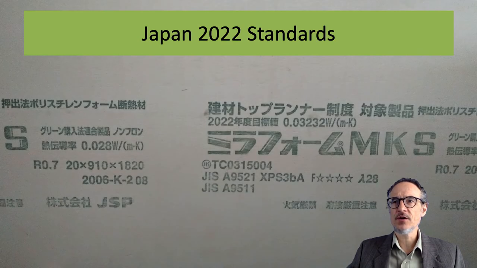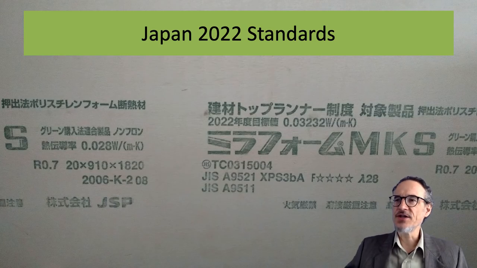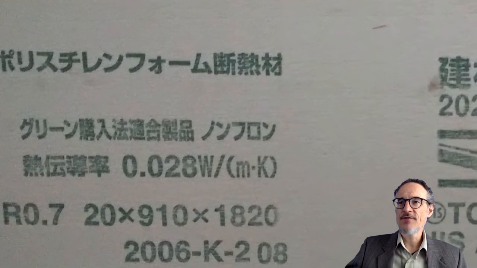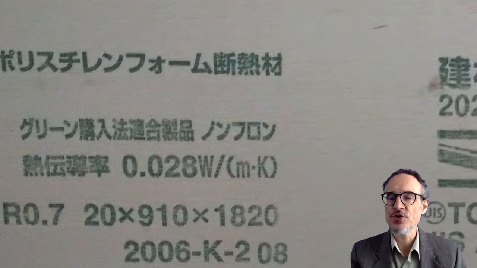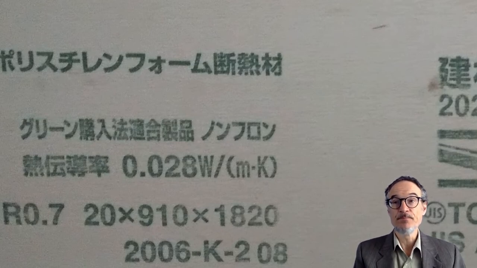I was just looking recently at a piece of insulation. This is XPS, extruded polystyrene. This is a board of insulation. It's 991 by 182 centimeters. This is a big board of insulation, and you can see here on the left, it has a value, the netsudendoritsu, the thermal conductivity, which over here it says is 0.028 watts per meter Kelvin.